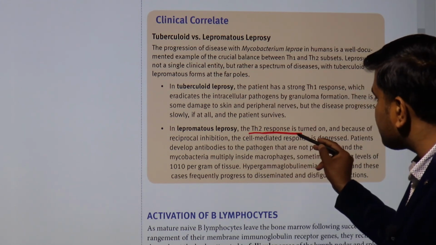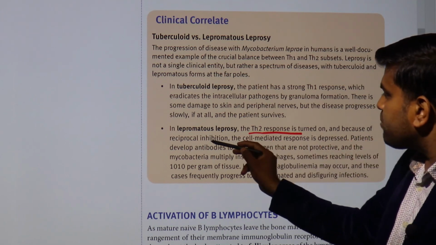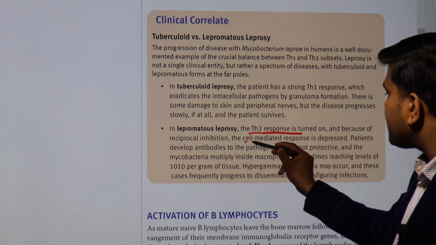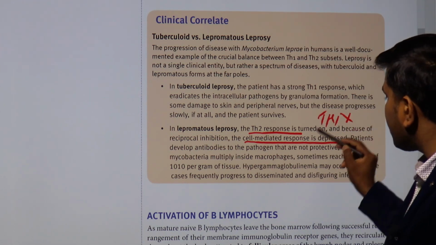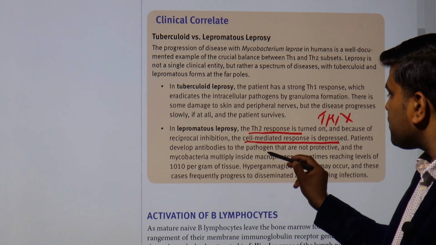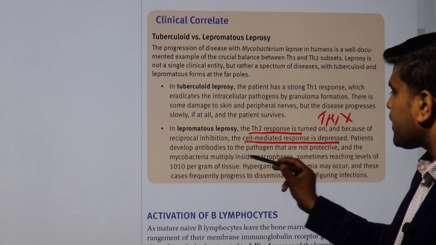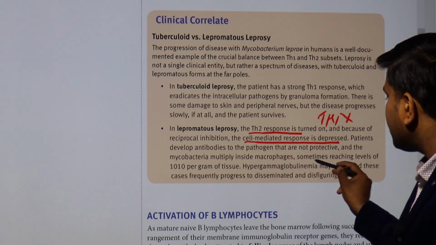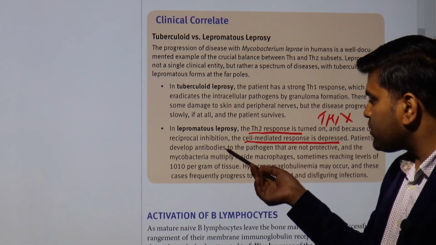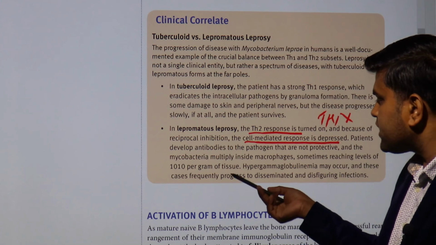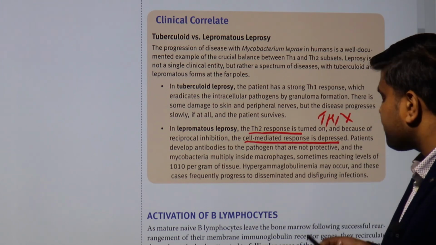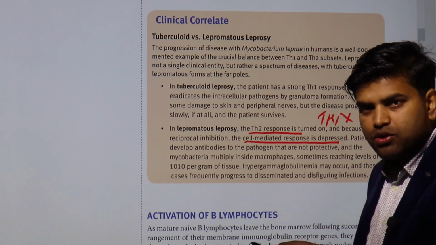Since now the TH2 response is turned on, because of local reciprocal inhibition, the cell mediated response is depressed. So TH1 is inhibited, and the patient develops antibodies to the pathogen that are not protective, and the mycobacteria multiply inside the macrophages, sometimes reaching a level of 10^10 per gram of tissue. Hypergammaglobulinemia may occur, and this case frequently progresses to disseminated and disfiguring infection. So, we are understanding.